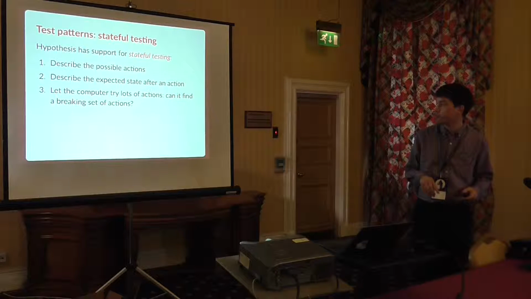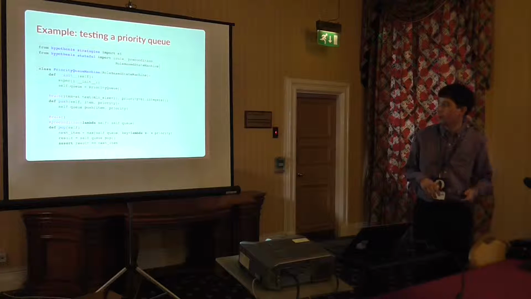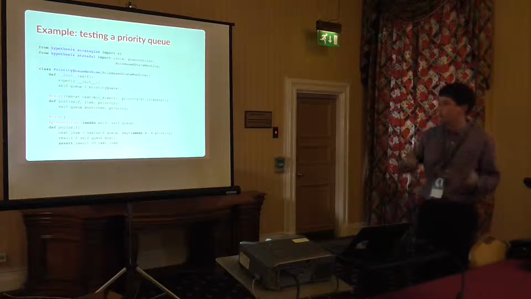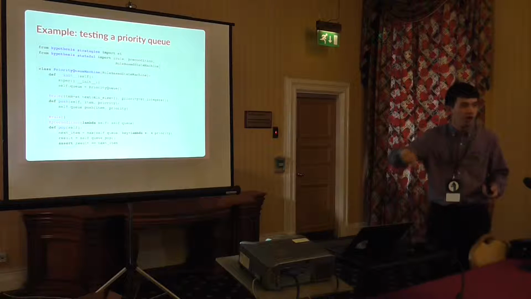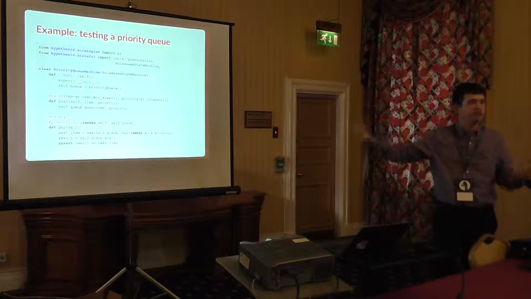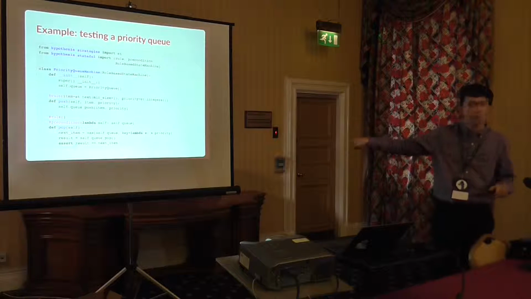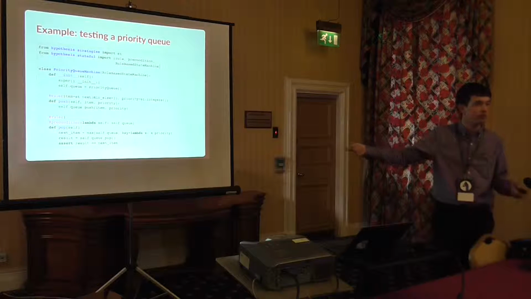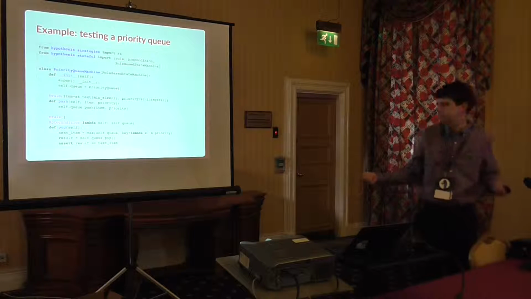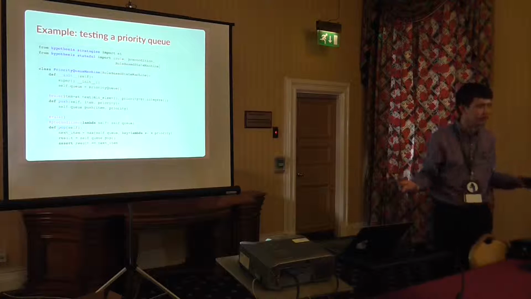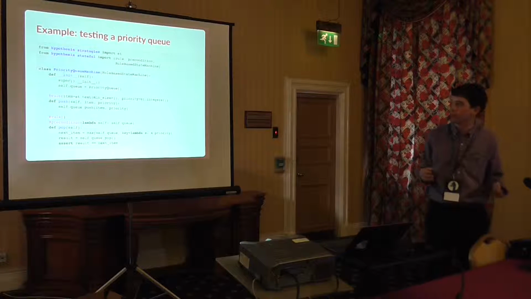I'm going to skim this. Okay, this is an example of testing a priority queue. We can push and pop items to the queue. I use the rule decorator to tell Hypothesis this is an action you can take. And after I pop an item from the queue, I check that it really was the item I expected to get back from the queue. Okay, so a fairly simple test, but it illustrates the principle.